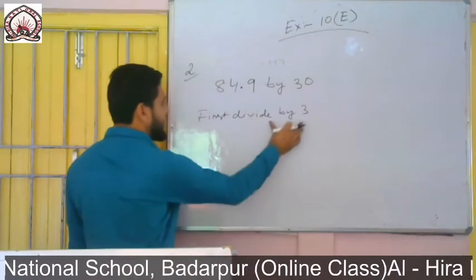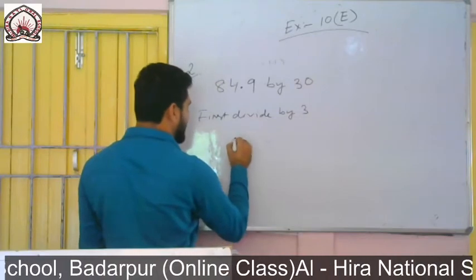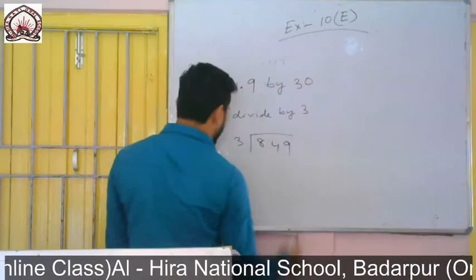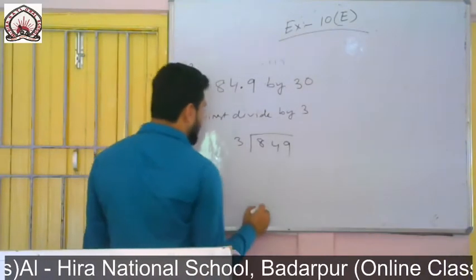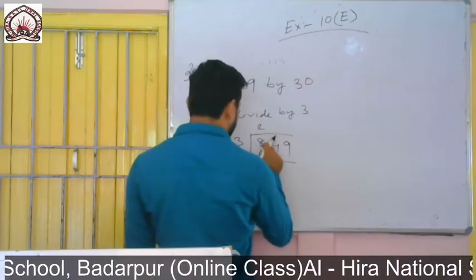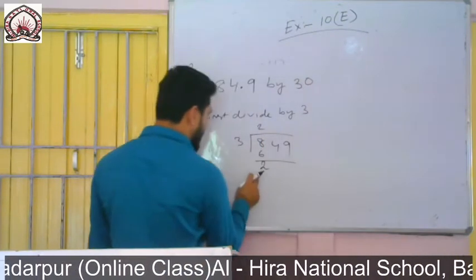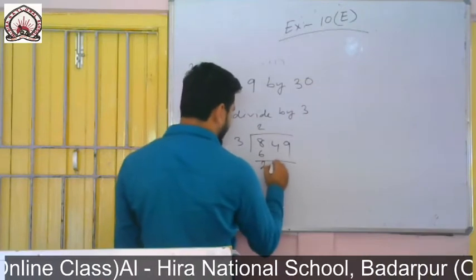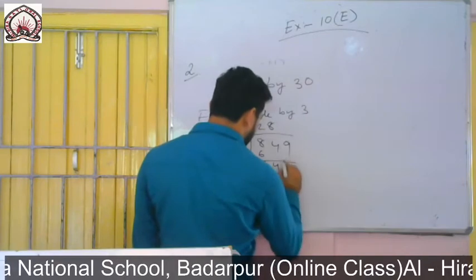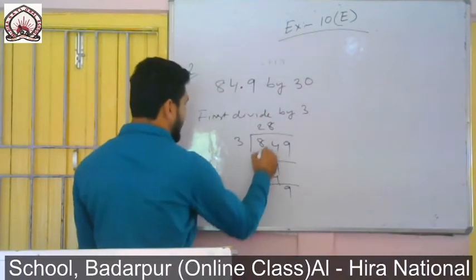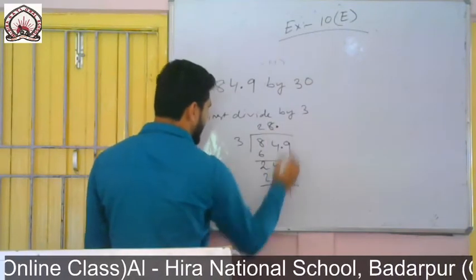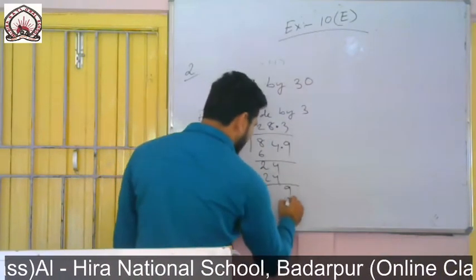Okay, first divide by 3, then it will come like this, 8, 4, 9. Then 3 2s are 6, 3 3s are 9, 3 2s are 6. Here 8 minus 6 is 2, so it is not divisible. Okay, we'll take 4. Then 3 8s are 24. Okay, then 9, here the point is there, so we'll put the point. Okay, then 9, 3 3s are 9.